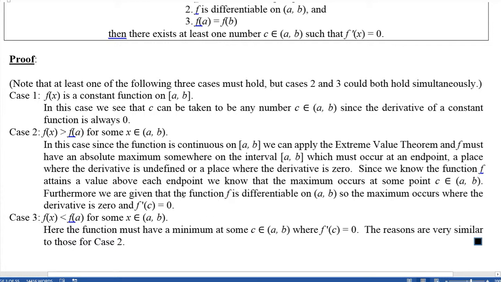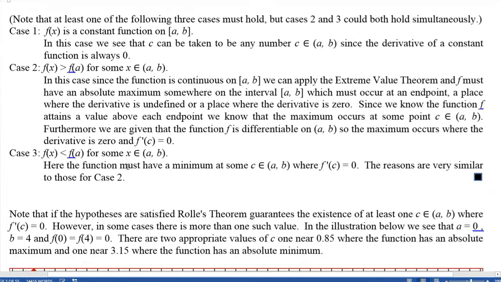And the other case is about the same. If the function goes below the endpoints, then it must have a minimum on the closed interval, and again, that minimum must occur either at the endpoints of the interval, which is not going to happen because it goes below the ends at least one place, or at a place where it's not differentiable, which can't happen because it's always differentiable. So it has to be at a place where the derivative is 0. So that's how Rolle's theorem works.